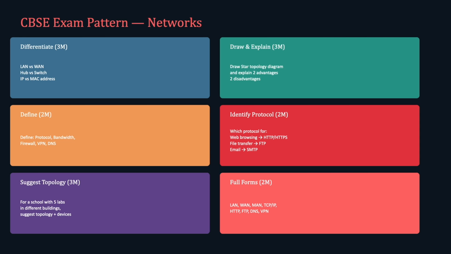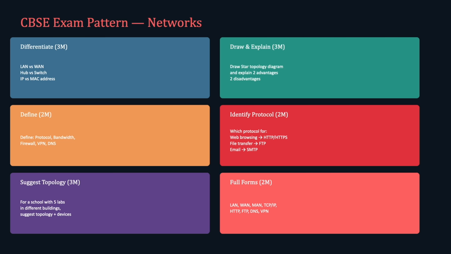Draw and explain for 3 marks. Draw a topology diagram with 2 advantages and 2 disadvantages. Define for 2 marks: protocol, bandwidth, firewall, VPN, DNS. Identify protocol for 2 marks. Which protocol handles web browsing, file transfer, email?